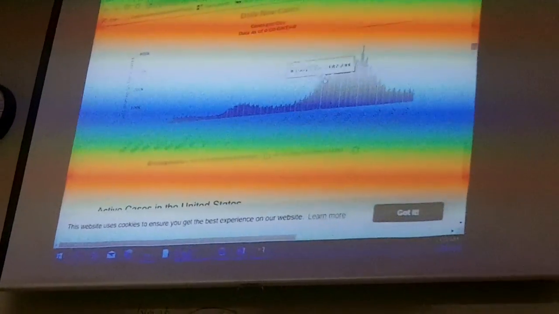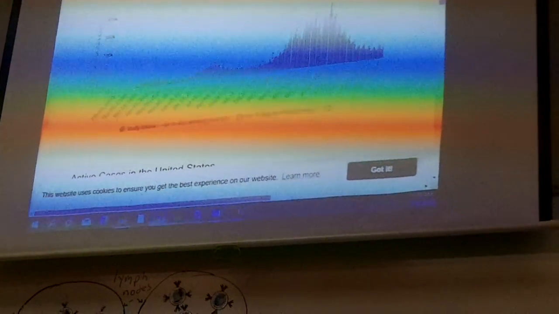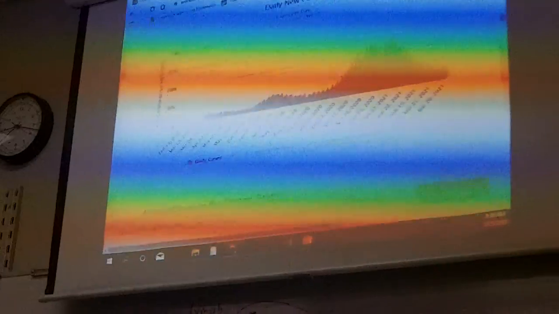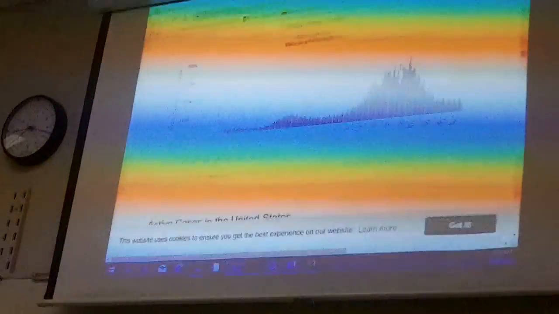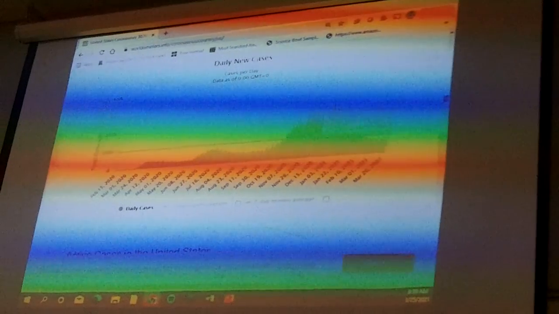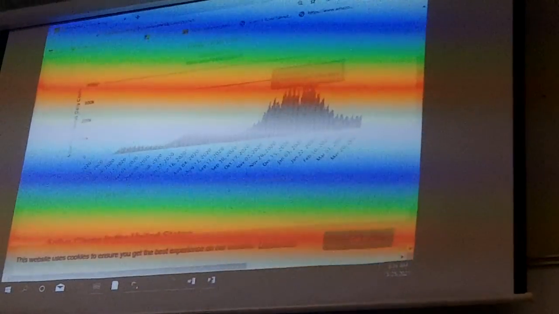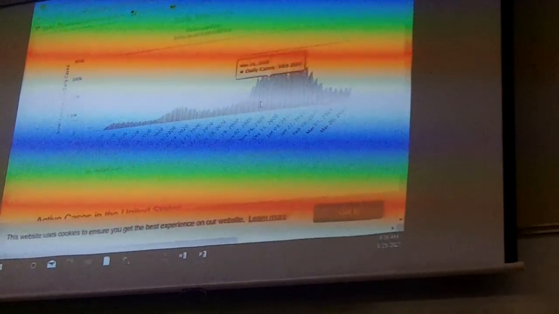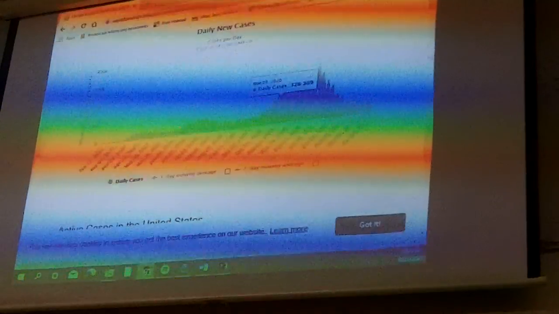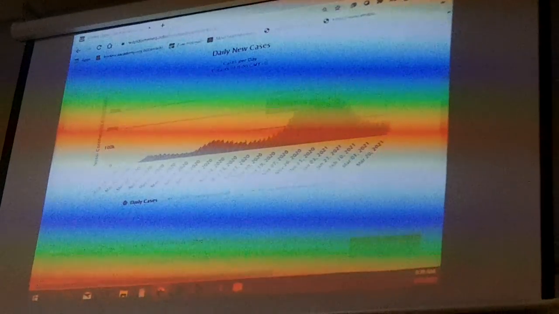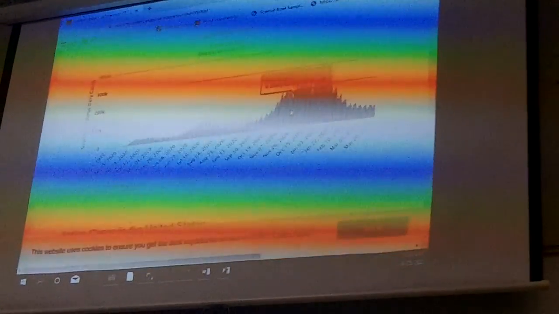You can see exponential growth right here going on. Doesn't that look like kind of a J-shaped curve? Oh, absolutely. And then it levels out, and then it started going down. Yay, we're going down. Spring break. Yeah, and the weather has something to do with it. The virus does better in the cold. We're inside. We keep the windows closed. We share each other's air.